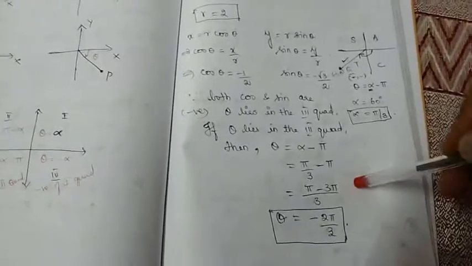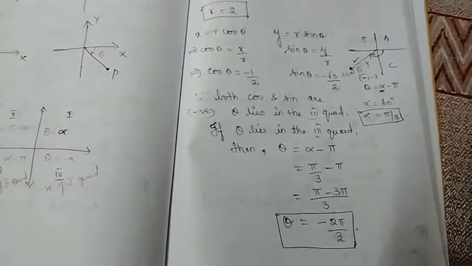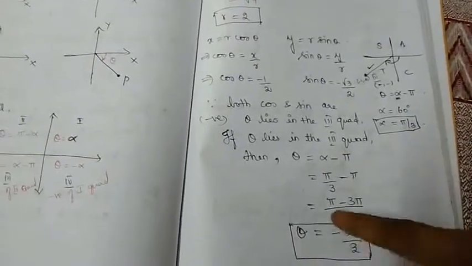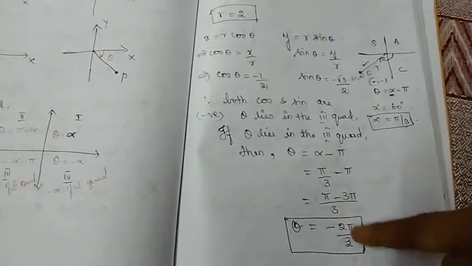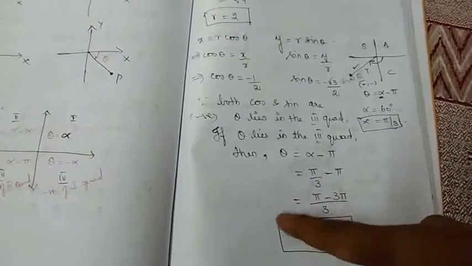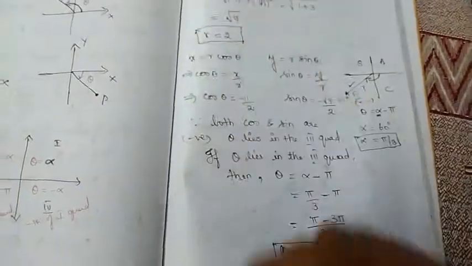60 minus pi. So 60, we cannot subtract it from pi, right? So express it in terms of pi. 60 is nothing but pi by 3. So pi by 3 minus pi, which is nothing but, if you take LCM, minus 2 pi by 3. So theta, the argument, we have found out. So the argument is minus 2 pi by 3 and the modulus is 2.